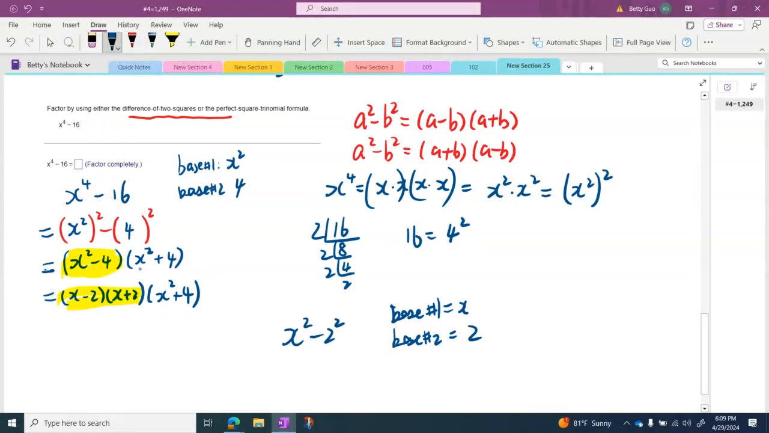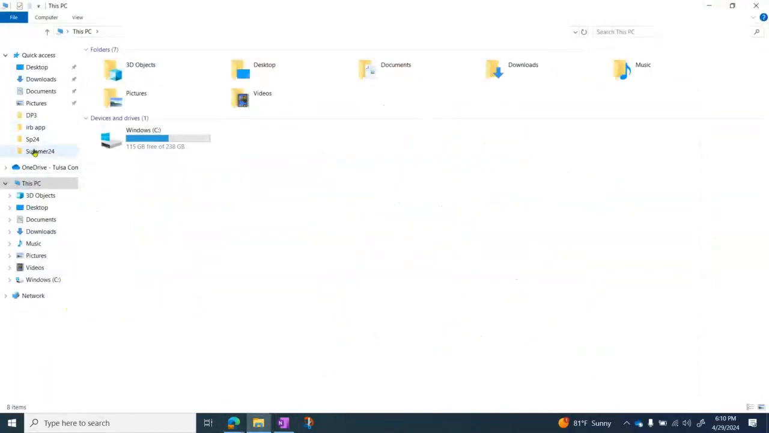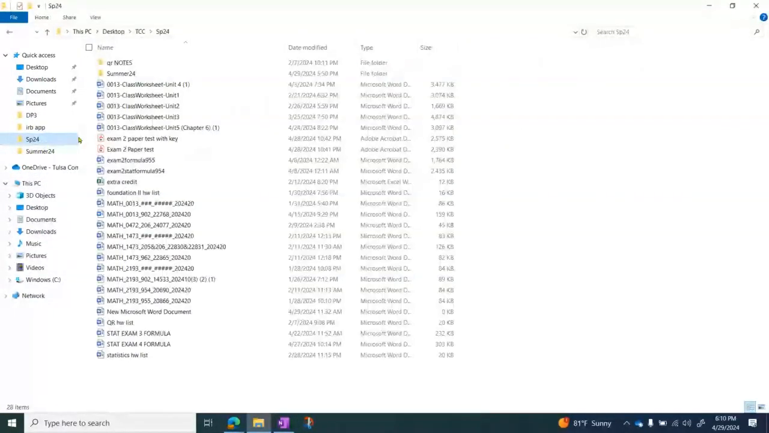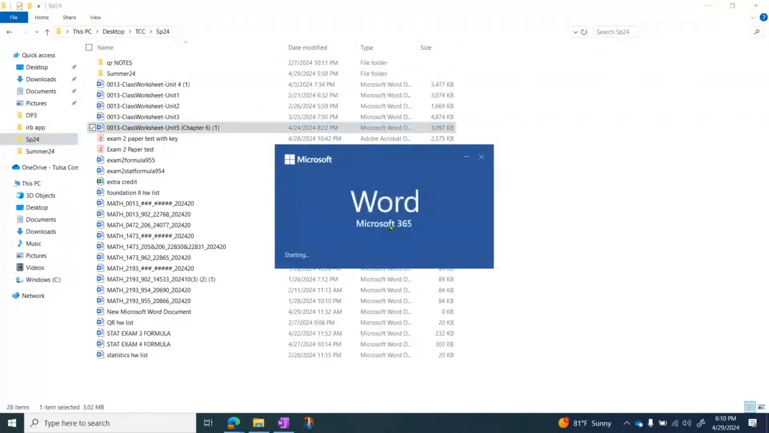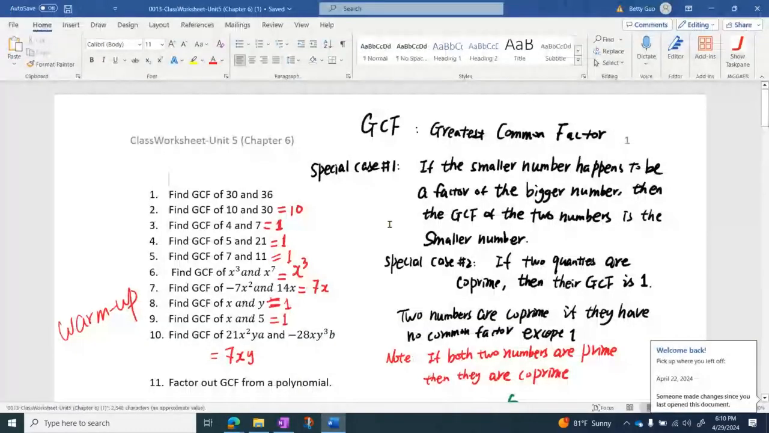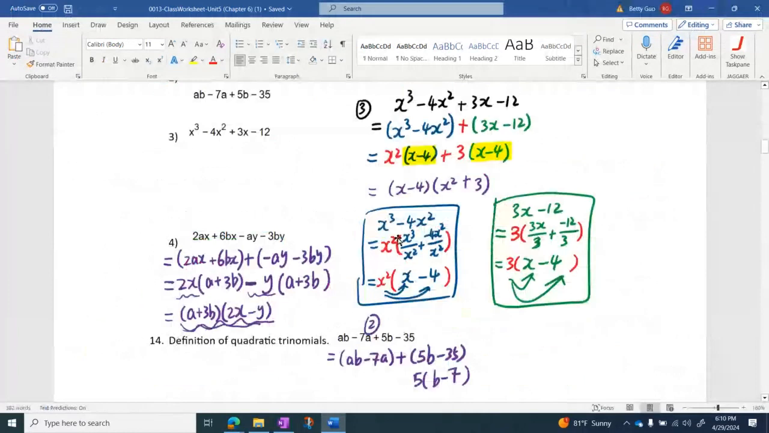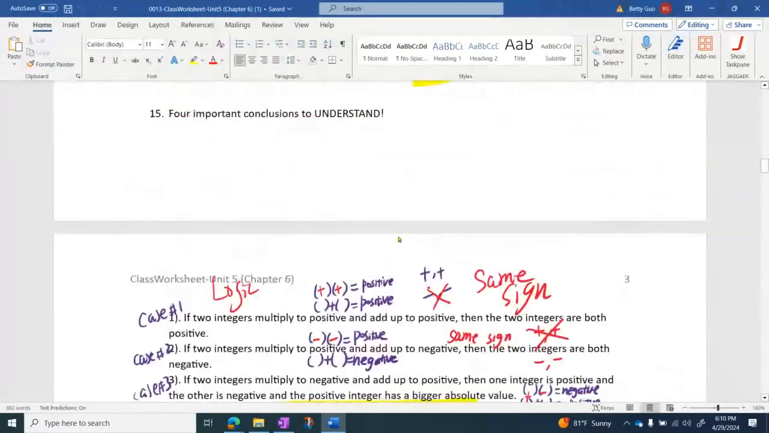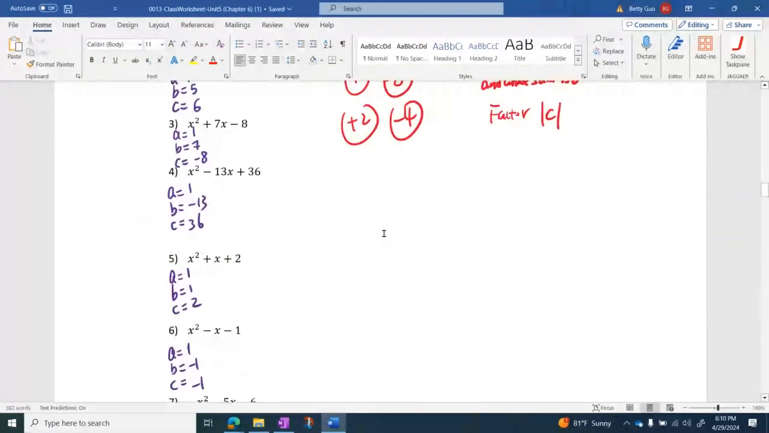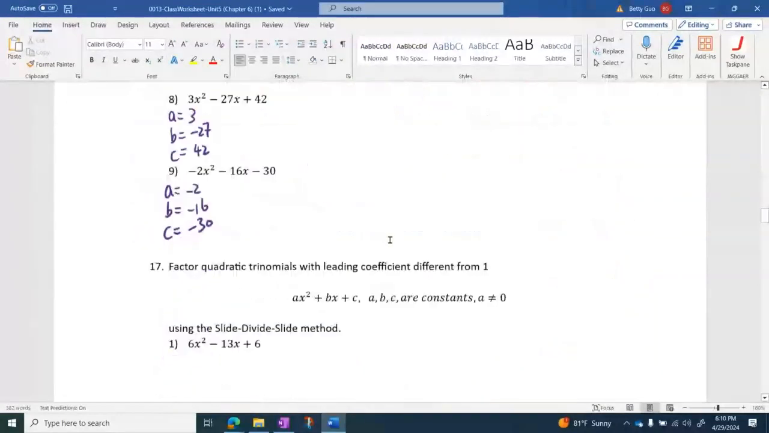How do we know if x squared plus 4 is factorable or not? X squared plus 4 is x squared plus 2 squared, which is prime. I can remind you by looking at our worksheet, the table that I gave in the worksheet. A sum of two squares is not factorable unless the GCF is not 1.